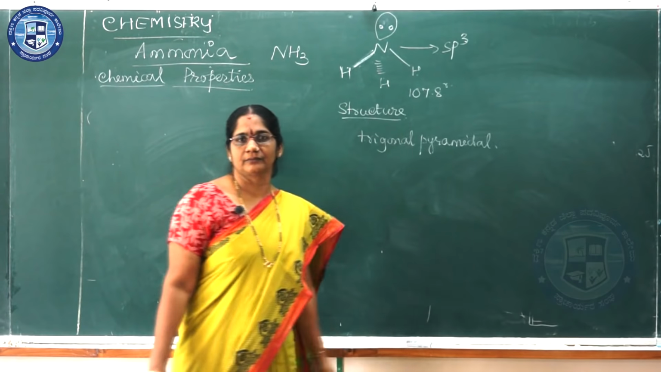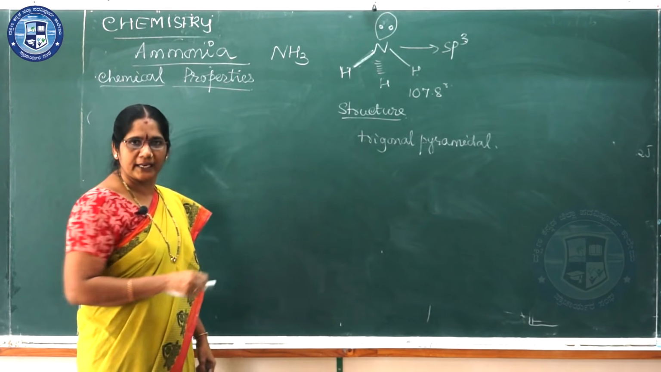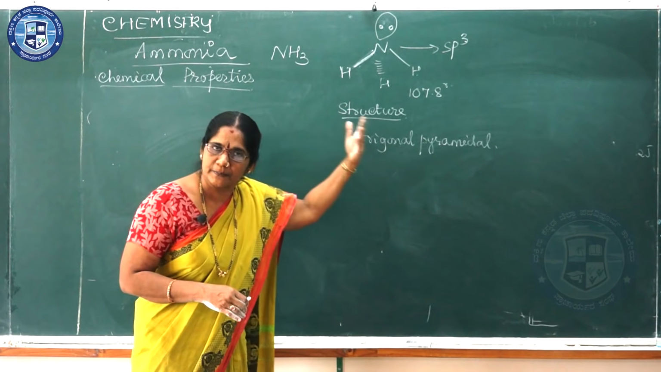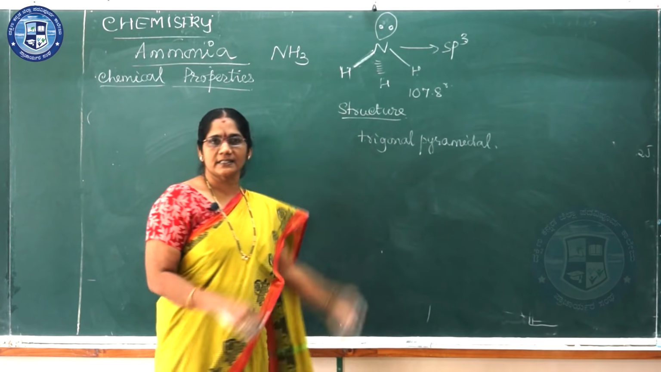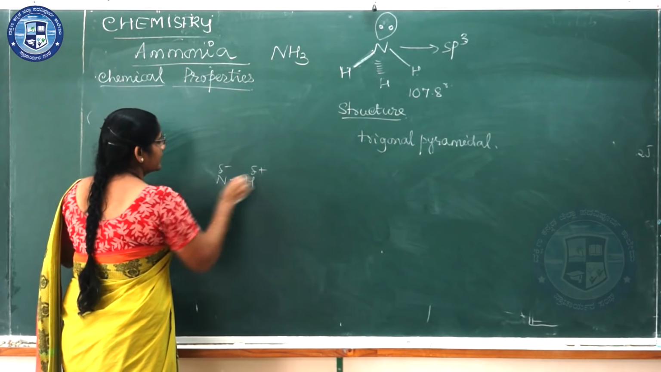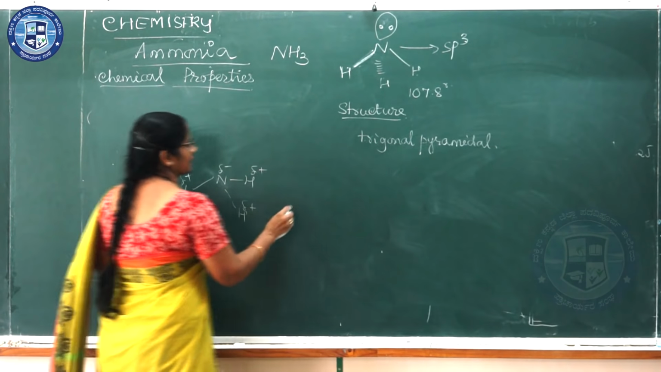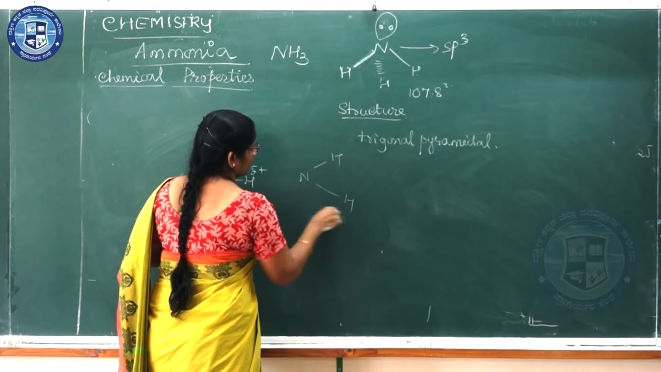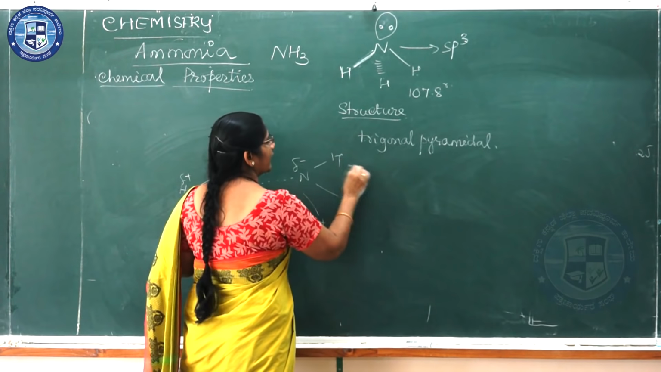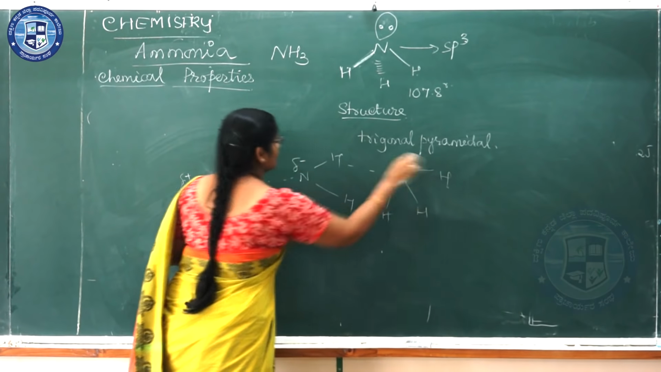In this case, I wanted to tell you one thing. In ammonia, because of the small size of nitrogen, the electron pairs are attracted towards nitrogen, and nitrogen develops a partial negative charge, and hydrogen starts getting a partial positive charge, and therefore these molecules attract each other, forming intermolecular hydrogen bonding. So this will be attracted by some other nitrogen.